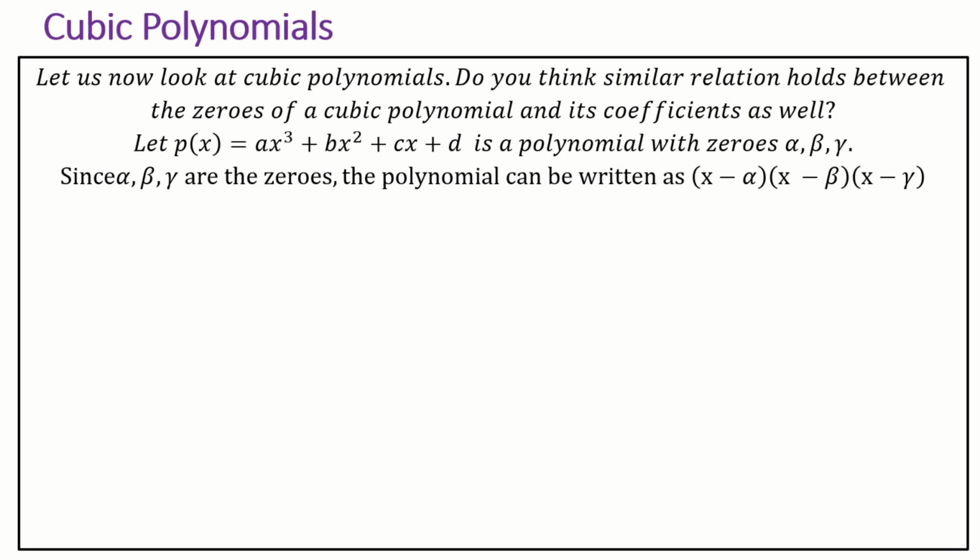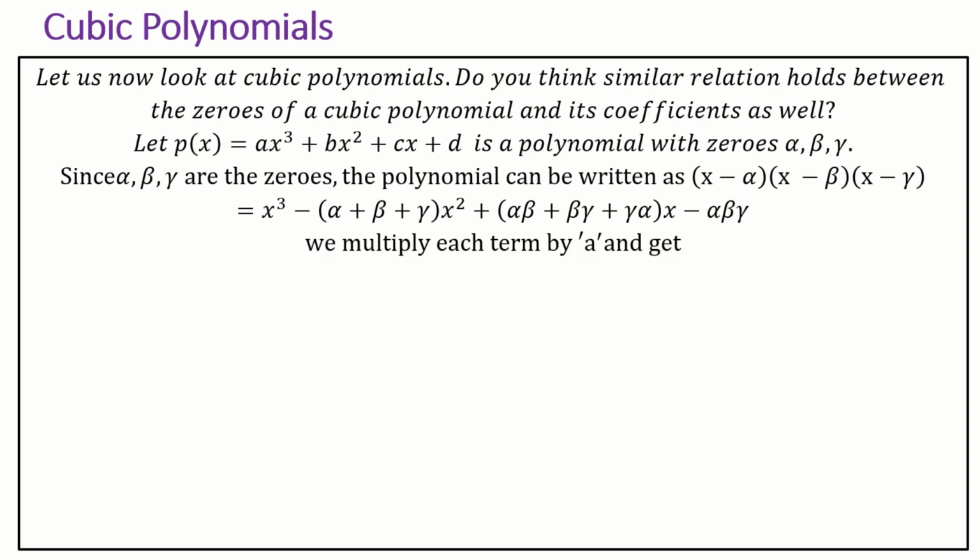If alpha, beta, gamma are roots or zeros of the polynomial, then the polynomial can be written as x minus alpha into x minus beta into x minus gamma. Now you multiply, you will get the polynomial. Since it is ax cube, we want not 1 as the leading coefficient, so you multiply a with each term, and then what you will get is this polynomial expression here.